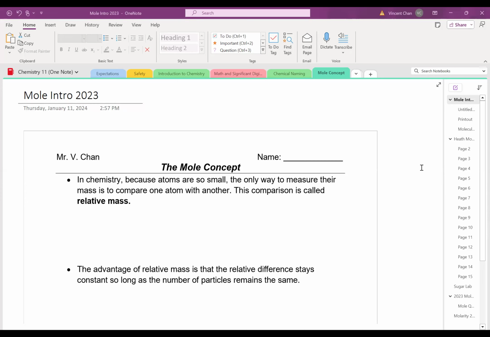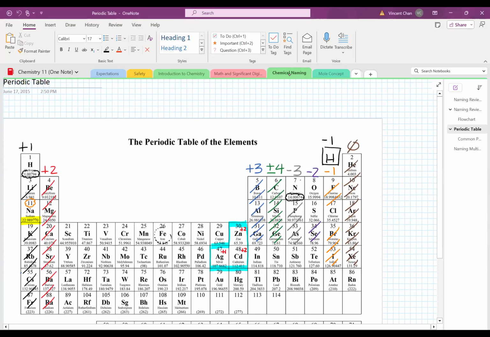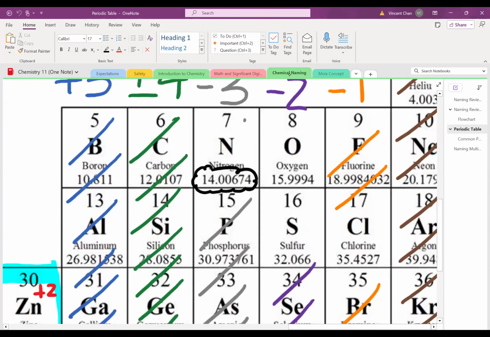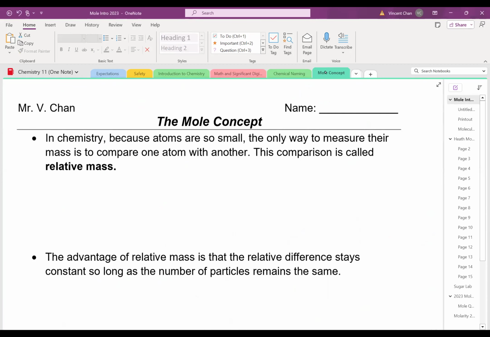But before we approach the mole concept, I wanted to go back to Science 9 or Science 10, when you learned about the atomic mass. So let's say in this case nitrogen was 14. Back in grade 9 and grade 10, you learned it's 7 protons and 7 neutrons, and that would give you 14 for nitrogen. But in actuality, how did they get that number?